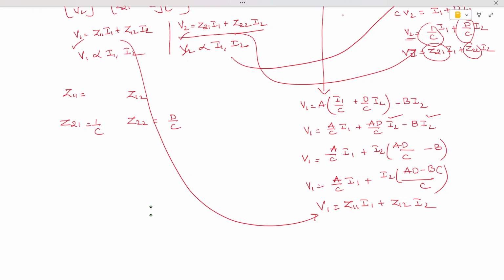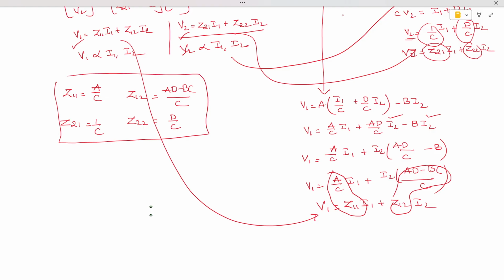So what is the value of Z11 and what is the value of Z12? Let's see here. Z11 is equal to A by C and Z12 is equal to AD minus BC divided by C. So that's how we interrelated Z parameters in terms of ABCD parameters. This is how they are linked. Now like this we'll do the remaining parameters also.